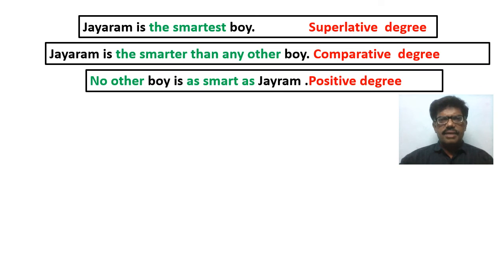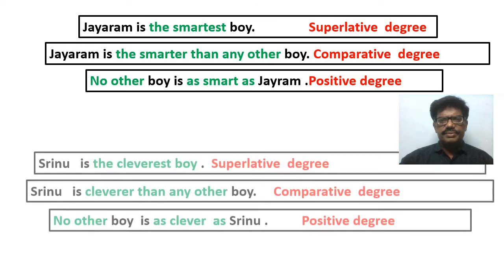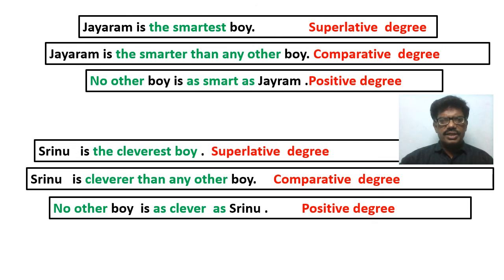Find here some more answers. Jayaram is the smartest boy, superlative degree. Jayaram is smarter than any other boy, comparative degree. No other boy is as smart as Jayaram will be the positive degree. One more answer. Srinu is the cleverest boy, superlative degree. Srinu is cleverer than any other boy, comparative degree. No other boy is as clever as Srinu will be the positive degree.